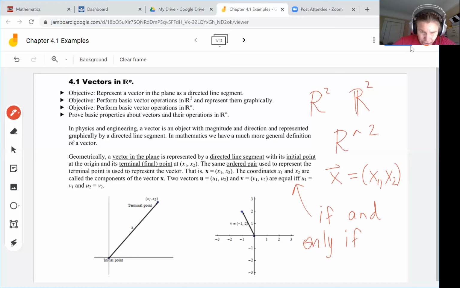Okay, so here's some illustration of what we've talked about. In my first diagram, here's our initial point down at the origin. And then the terminal point is the ending point x1, x2. It could also be u1, u2 if our vector is called u. And so our vector is labeled right here in the middle with the x. If our vector is v equals -1, 2, we would represent it as in the diagram at right. So you start at the origin and then you plot your point at -1, 2 and connect them up, and that's your vector.